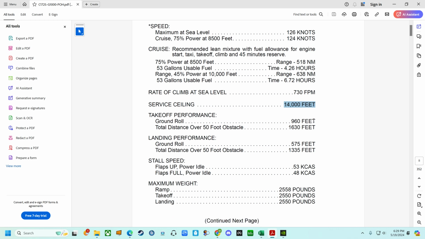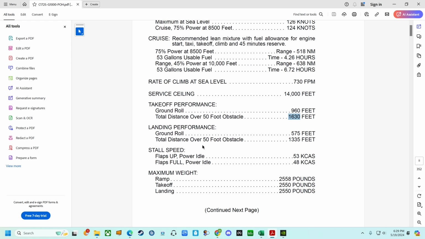So if I'm doing, again, at standard conditions, I need 960 feet of ground roll to do my takeoff. And if I had an obstacle that was 50 feet, I would need 1,630 feet of ground roll to be able to clear that obstacle. It also gives you your stall speed.